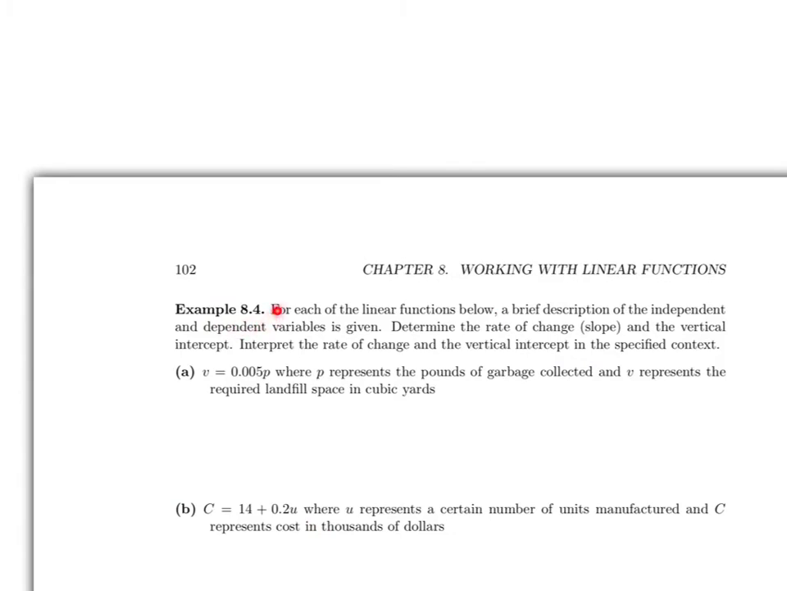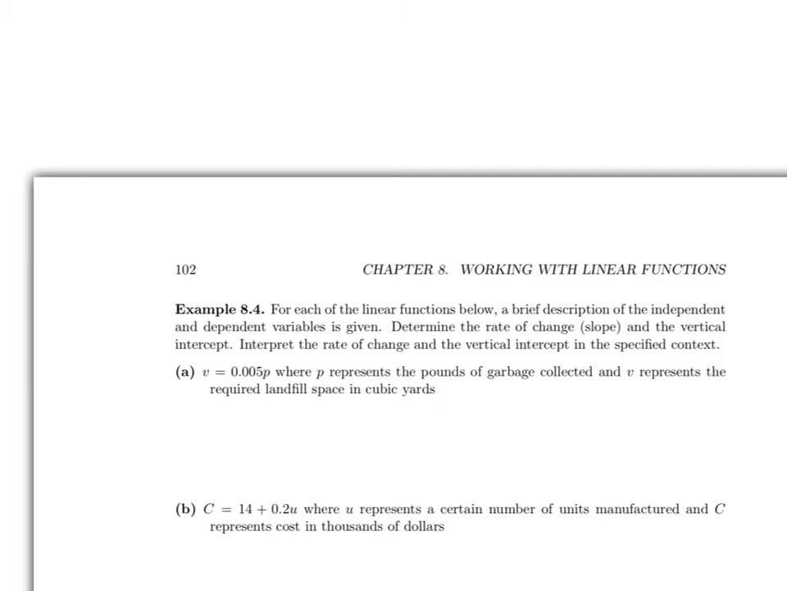Okay, let's go ahead and look at example 8.4. For each of the linear functions below, a brief description of the independent and dependent variables is given. Determine the rate of change, or the slope, and the vertical intercept, and then interpret the rate of change and the vertical intercept in the specified context. Let's look at part A. In this case, the linear function is v equals 0.005p, where p represents the pounds of garbage collected and v represents the required landfill space to store the garbage in cubic yards.